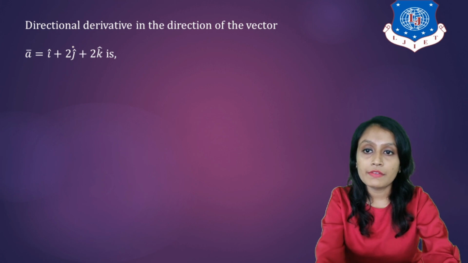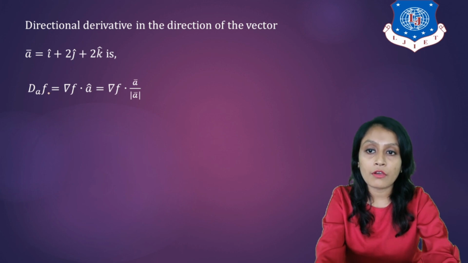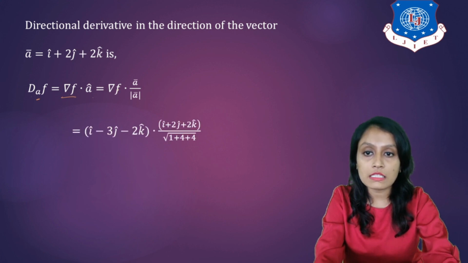Now we will find the directional derivative. The formula to find the directional derivative in the direction of vector A bar, that is i cap plus 2j cap plus 2k cap, is given by the directional derivative of f in the direction A is equal to gradient of f into a cap, and this can be written as gradient of f into a bar upon mod a bar. Now substitute all the answers. The answer of the gradient is written here.